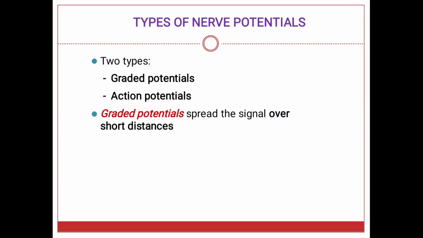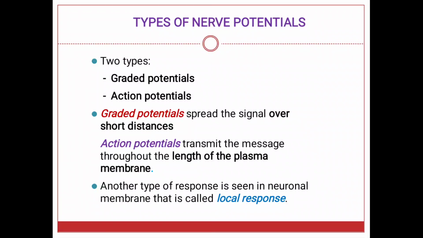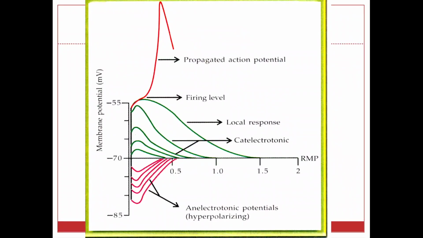Graded potential is the nerve potential which spreads the signal over short distances, while action potentials transmit the message throughout the length of the plasma membrane. Another type of response is seen in neuronal membrane, which is called a local response. Let us see these examples with the help of a diagram.